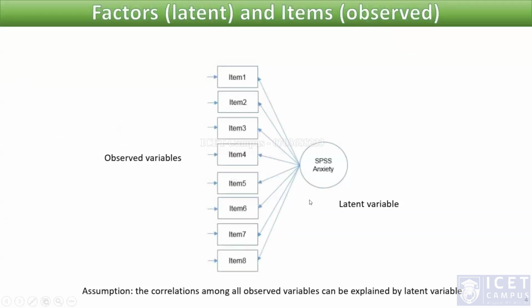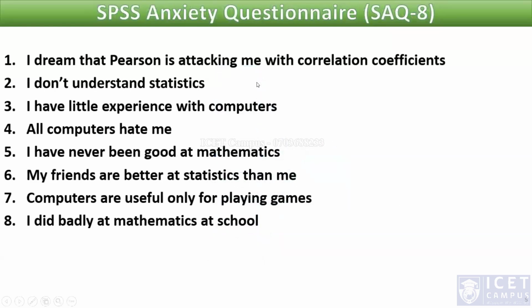For the SPSS anxiety questionnaire, I used these items. First one: I dream that Pearson is attacking me with correlation coefficients. Second: I don't understand statistics. Third: I have little experience with computers. Fourth: all computers hate me. Fifth: I have never been good at mathematics. Sixth: my friends are better at statistics than me. Seventh: computers are useful only for playing games. Eighth: I did badly at mathematics at school.